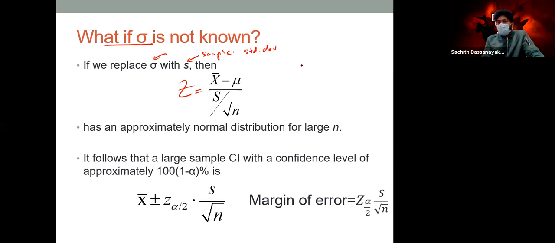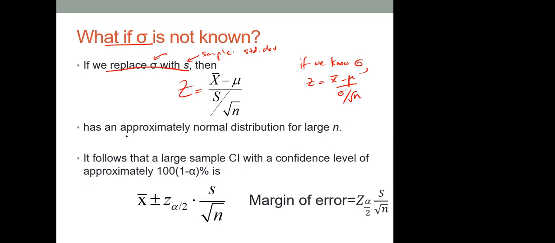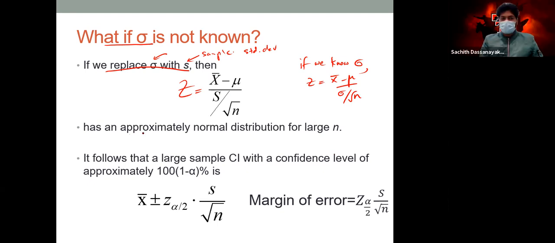Clear? If we know sigma, then you can write Z equals x bar minus mu over sigma over square root of n. Clear? But here we don't know sigma, so we replace sigma by s. This has an approximately normal distribution for large n.